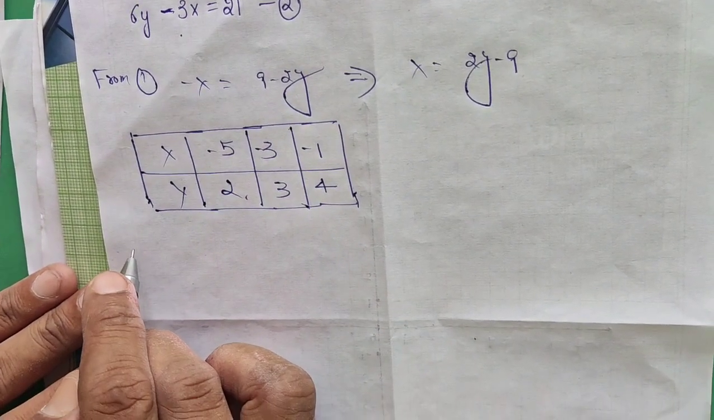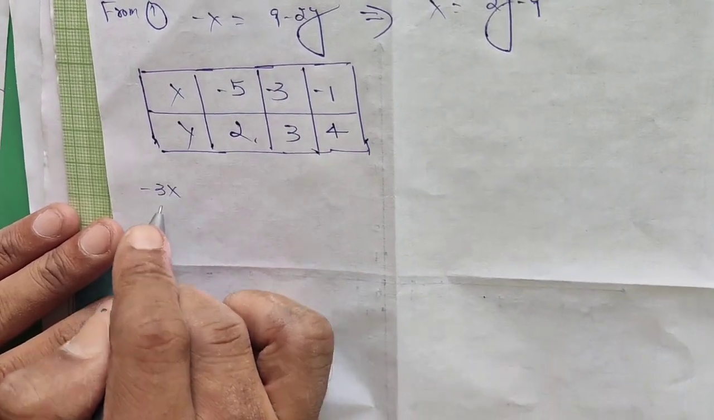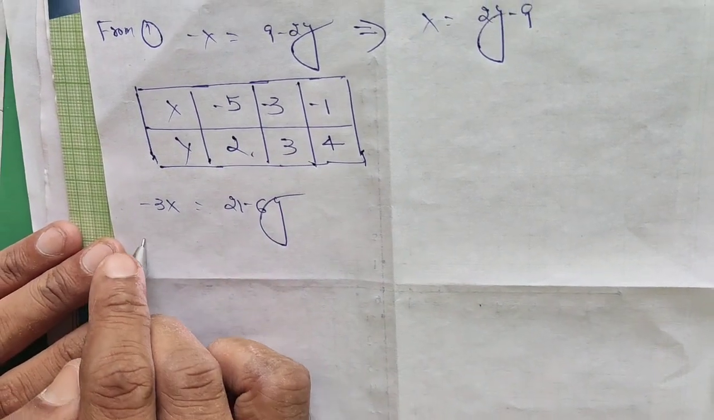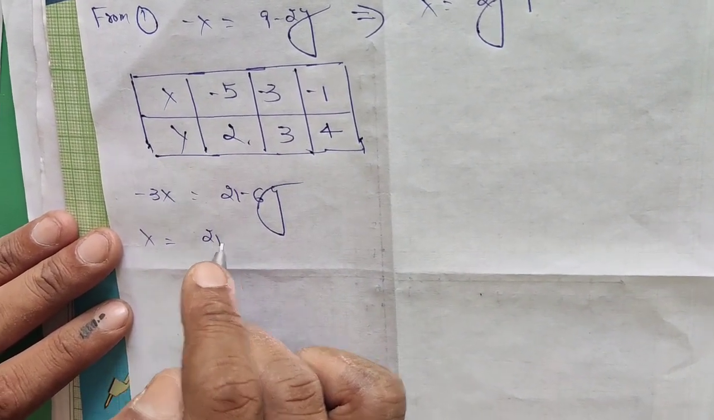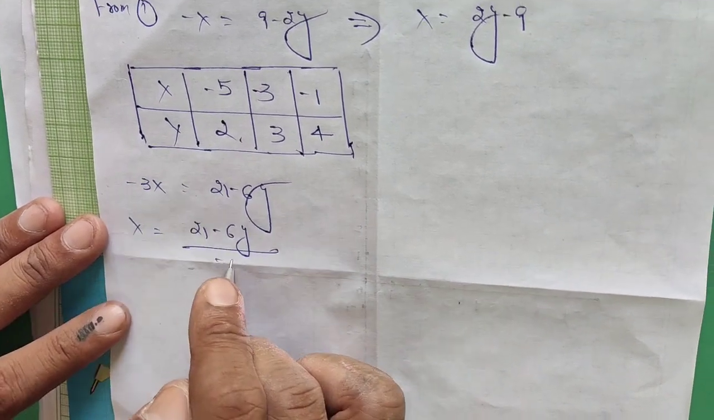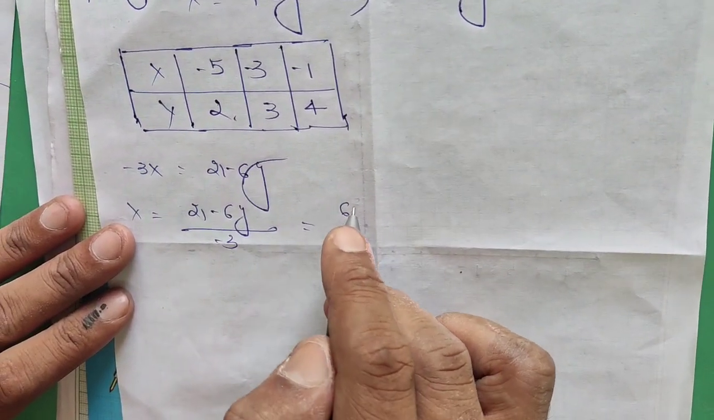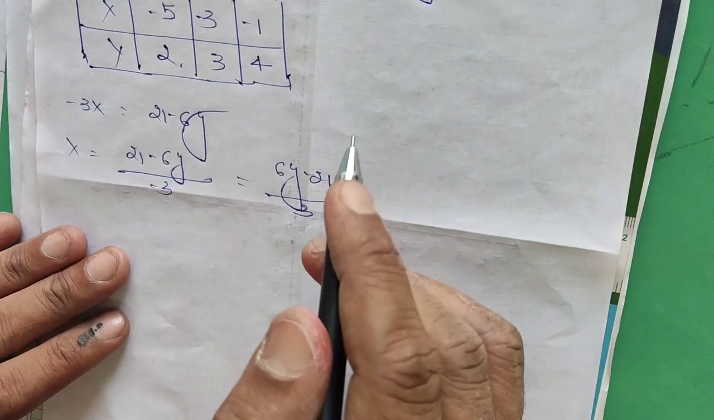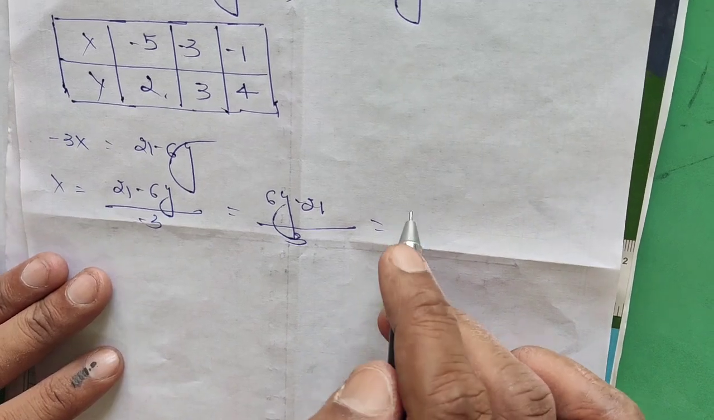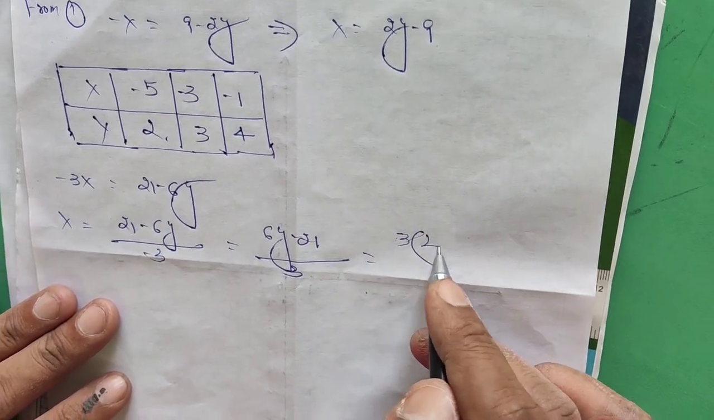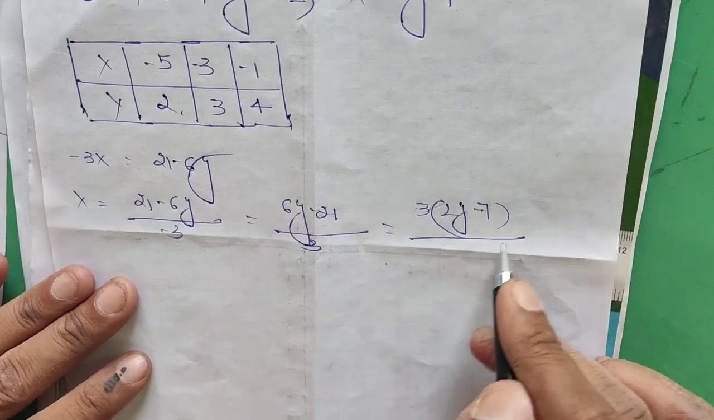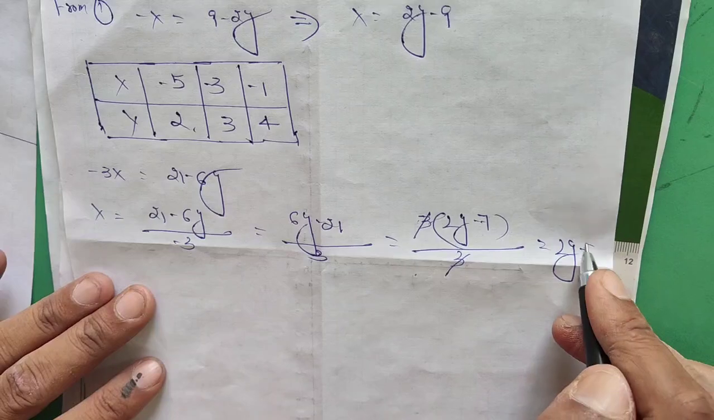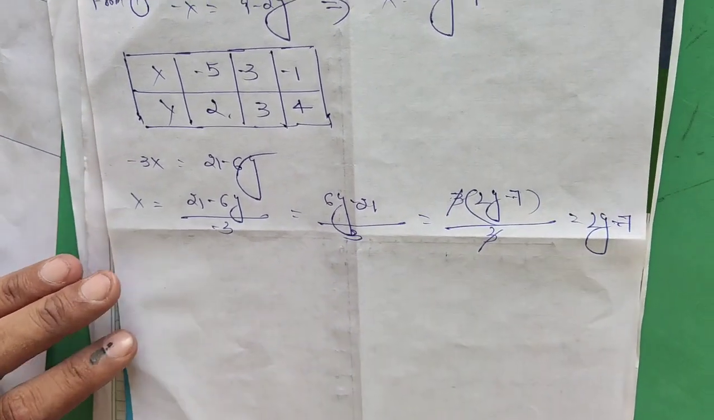So from equation second, minus 3x is equal to 21 minus 6y. Therefore x is equal to 21 minus 6y upon minus 3, which is equal to 6y minus 21 upon 3. And 3 is common. This is also very easy. So here 2y minus 7 upon 3, and 3 and 3 are cancelled. So which is 2y minus 7. So its value can be found easily.